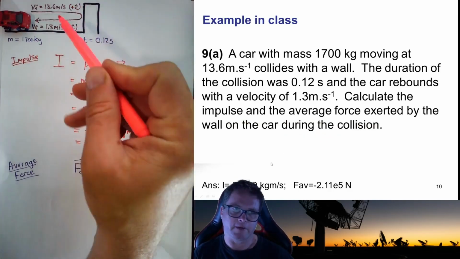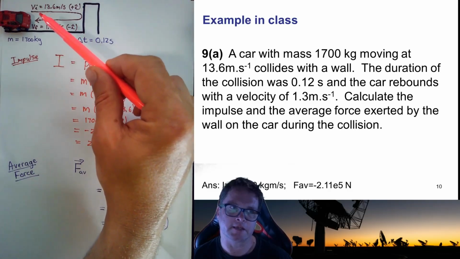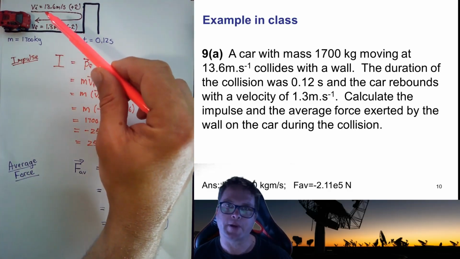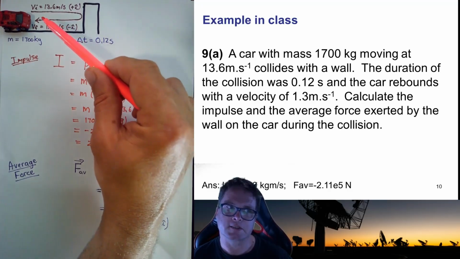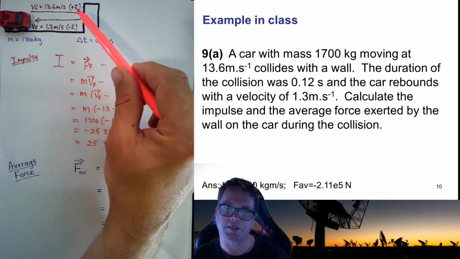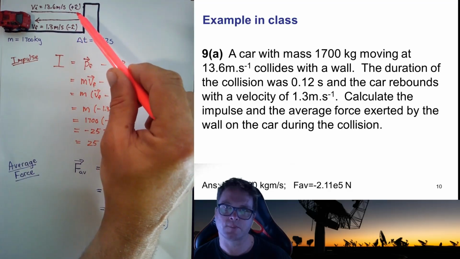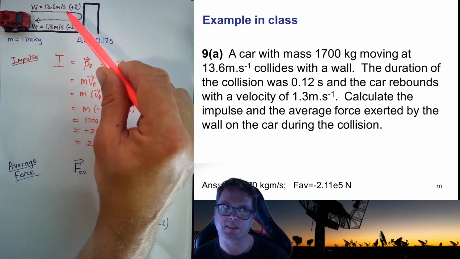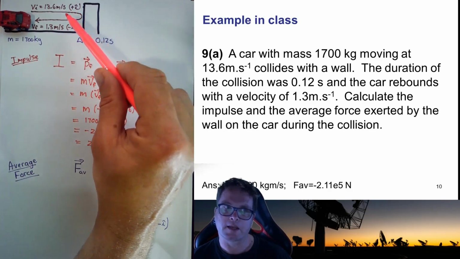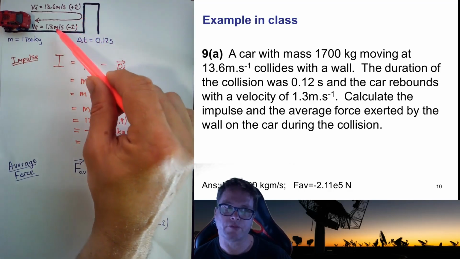What I've done here is represent all the information. The initial speed of the car is given as 13.6 meters per second, but it's very important, we're going to be working with impulse and momentum, and these are vector quantities. So we need to take the direction into account as well. As per our normal convention, moving to the right will be the positive i hat direction. So the initial velocity of the car is this 13.6 meters per second in the i hat direction. It collides with the wall and then it rebounds, or bounces back, with a speed of 1.3 meters per second.